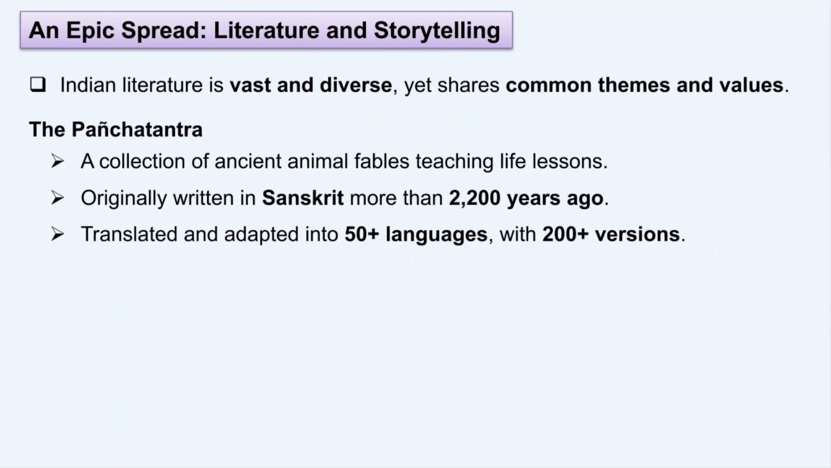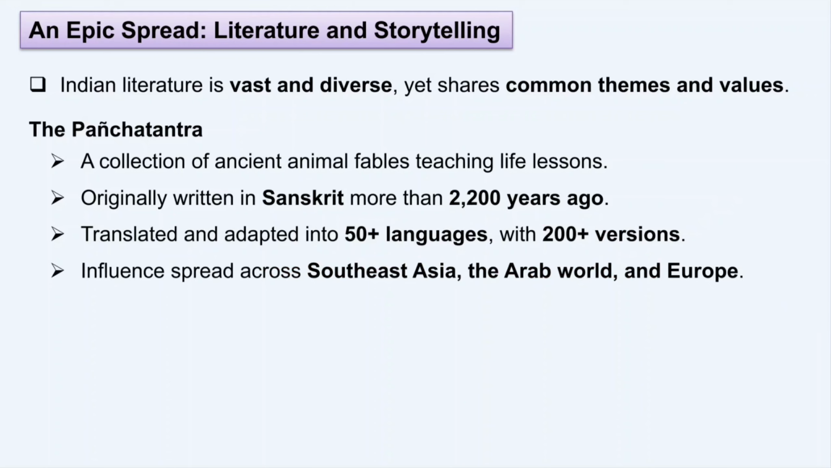These have been translated and adapted into 50 plus languages, and 200 plus versions are there. See, the same thing, different varieties produced in different languages. So this again is an example of unity in diversity. Its influence spread across Southeast Asia, the Arab world, and even Europe, not only in India. It went overseas also.